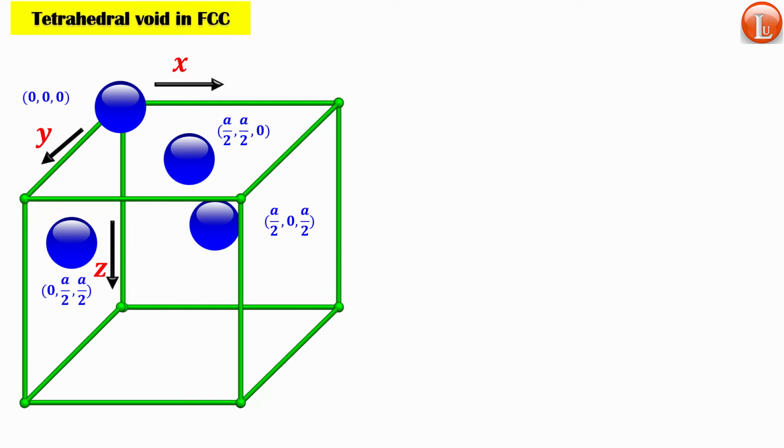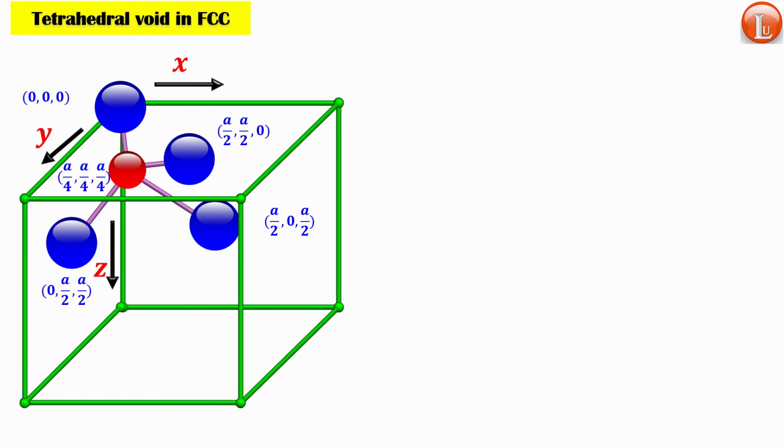Now let me place the red atom at coordinates a/4, a/4, a/4. Then it would be equidistant from these four, and you can calculate that by using the distance formula. It will be root 3 a by 4. The distance from all these four will be equal. Therefore, if it is big enough to touch one of these, it will be big enough to touch all the four. And that would be in the form of a tetrahedron.